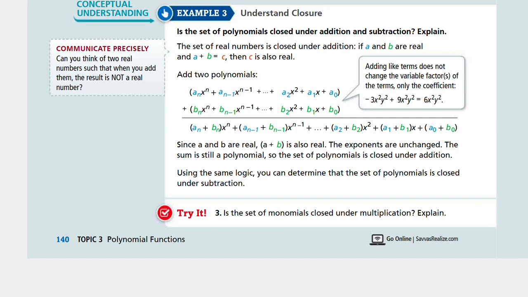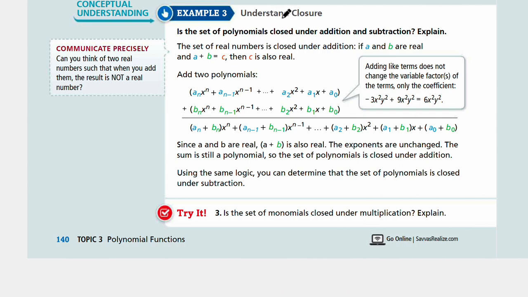Right, let's look at example 3. Understand closure. Is the set of polynomials closed under addition or subtraction? Explain. The set of real numbers is closed under addition because if a and b are real numbers, if you add them, c is also going to be real, right?